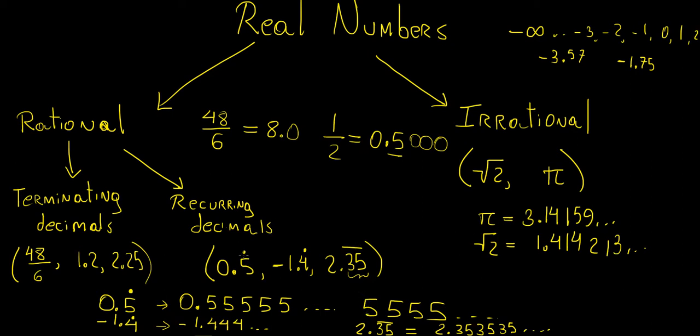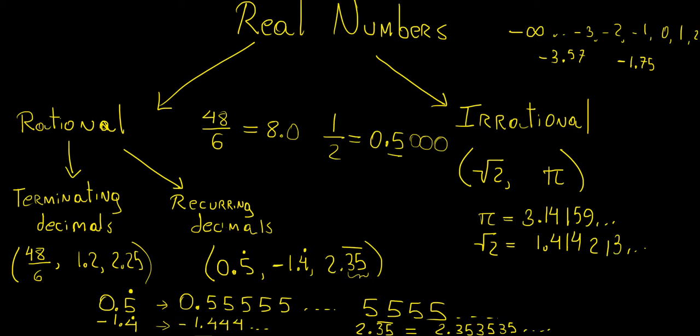And you can have any combination of these things. So you could have a number that has a bunch of decimals, and then the last decimal has a dot on top of it, which means that all the following decimals are going to be that one number. Or you could just have something that ends in something like this. So those are still considered rational numbers.